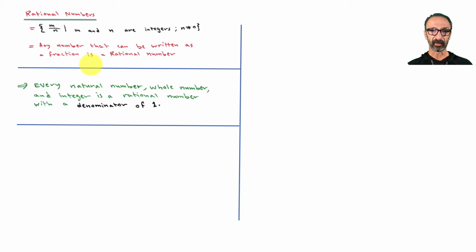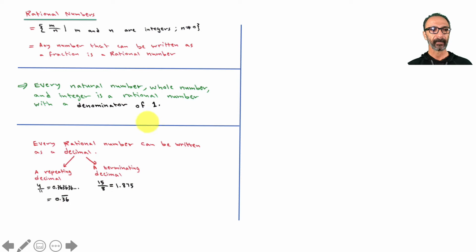Every natural number, whole number, and integer is also a rational number with a denominator of 1, which I just mentioned earlier, all right? Every rational number can be written as a decimal, a repeating decimal, or terminating decimal.